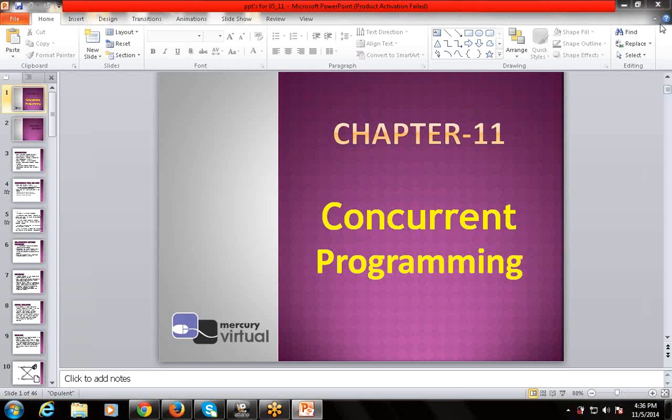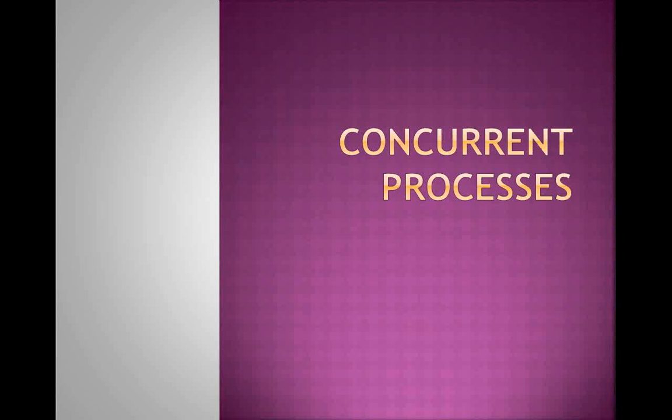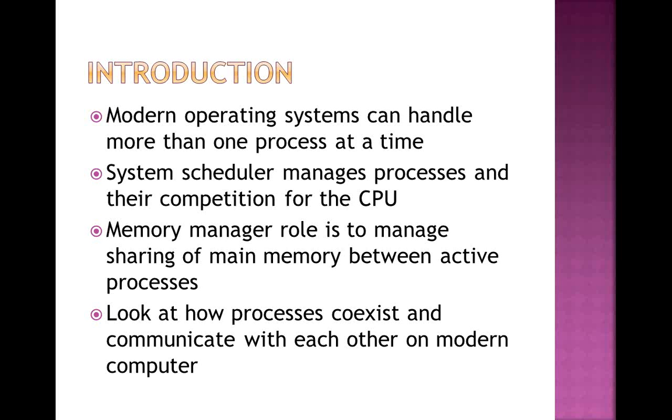This is chapter number 11, concurrent programming. The first topic is concurrent processes, that is, how different processes execute at the same time. First of all, there is an introduction: a modern operating system can handle more than one process at a time.